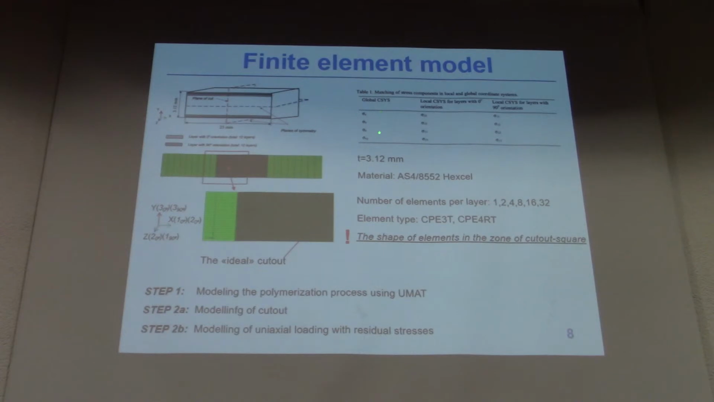And here we can see how the stresses in local and global coordinate system are defined. So the analysis is provided in 2 steps. In the first step, we polymerize our sample using our created model that was implemented in the code. Then we model the cutout, and after that, if we want to understand how the sample behaves under uniaxial loading with residual stress, we model this loading.